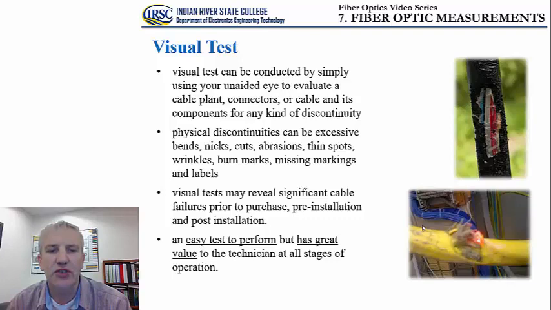Visual tests may reveal significant cable failures prior to purchase, pre-installation, and post-installation. So if you have received a fiber optic cable, you don't want to jump right away to a measurement using test equipment. You actually want to do a visual inspection to make sure that there is no visual damage. This is an easy test to perform, but on the other side it has great value to the technician at all stages of operation. So that's the takeaway from this slide. It's very important to perform the visual test before you resort to any kind of further measurement using test equipment that's specific to fiber optic communications.